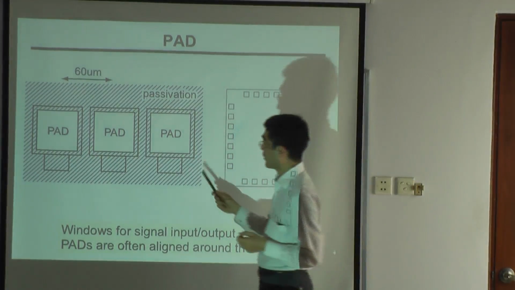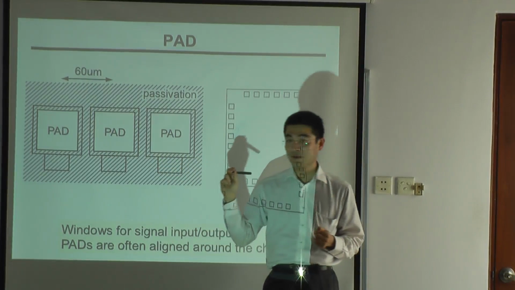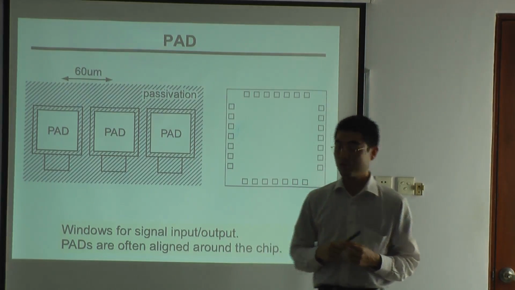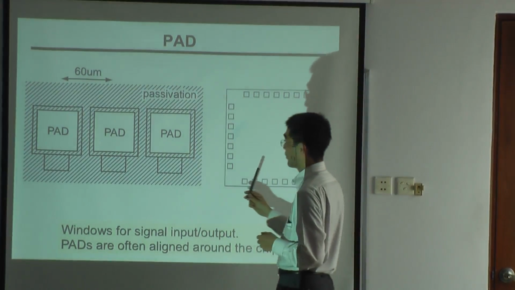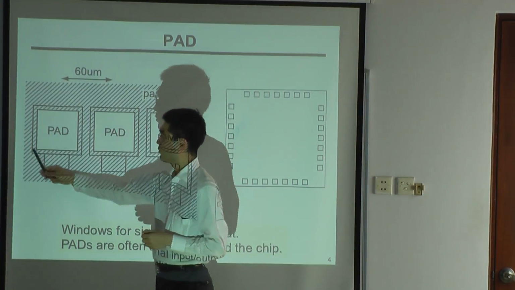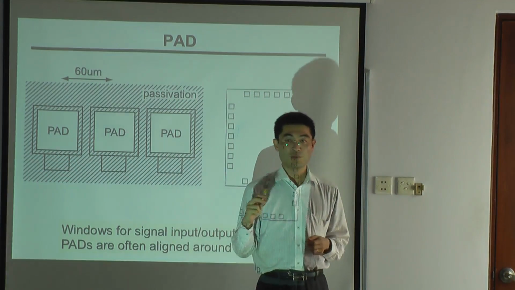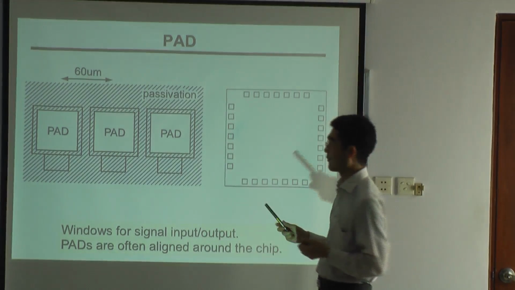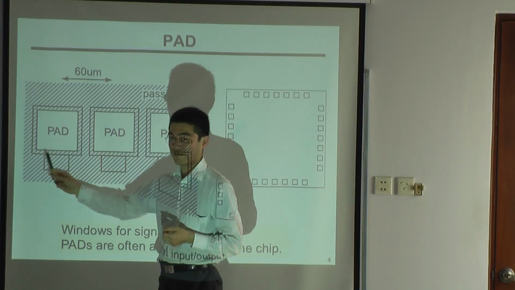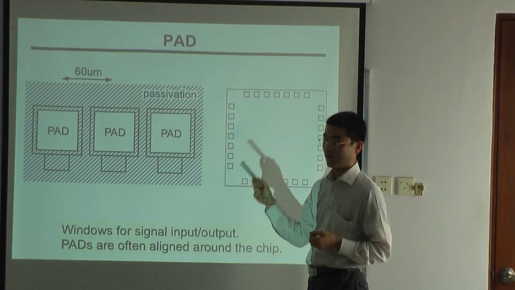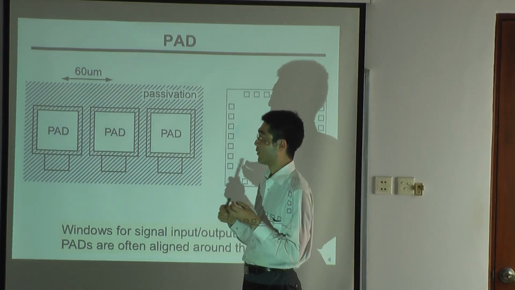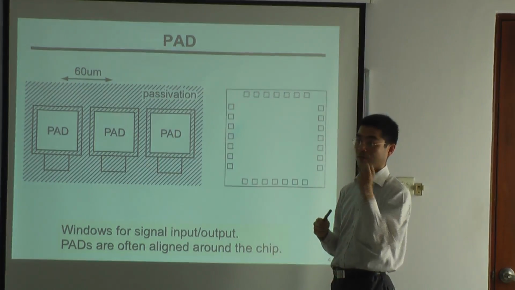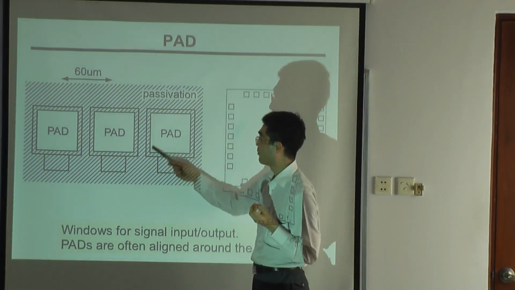And the pad itself is composed of metal, usually aluminum or copper. And we usually have passivation layers to protect the transistors. So this is usually a glass coating. But when we have a glass coating on the pad, we cannot communicate. So in order for the electrical signal to go out or come in, we have a passivation window.